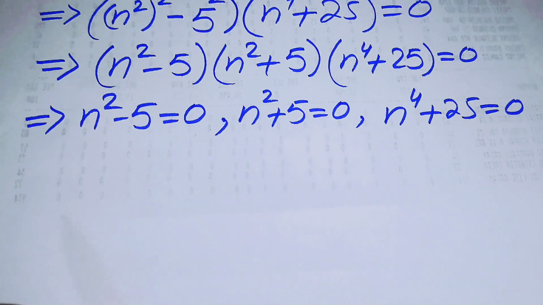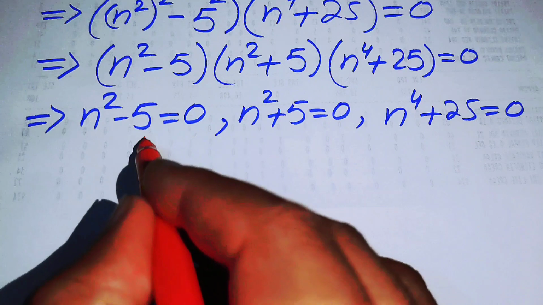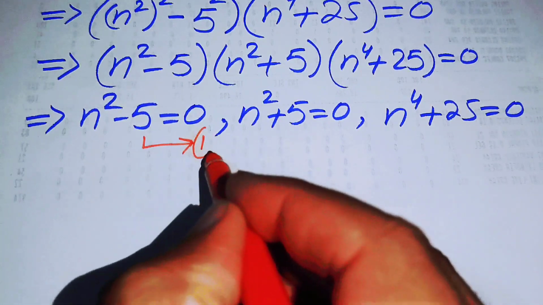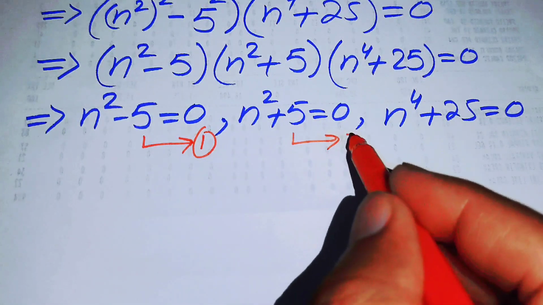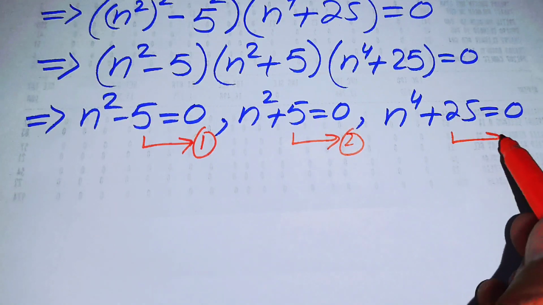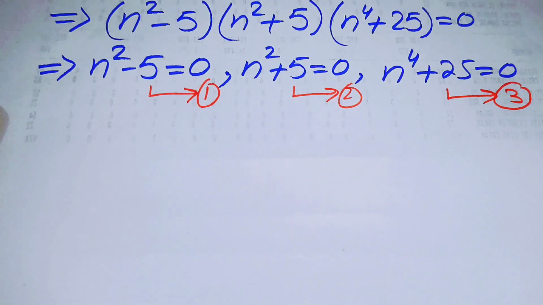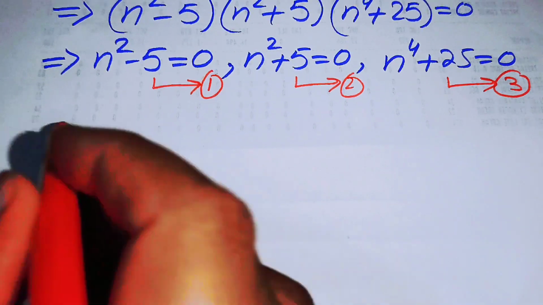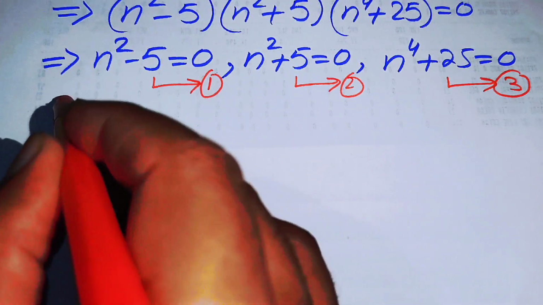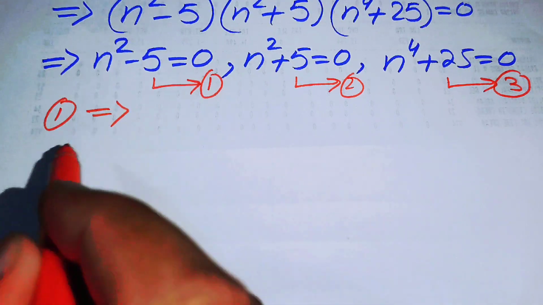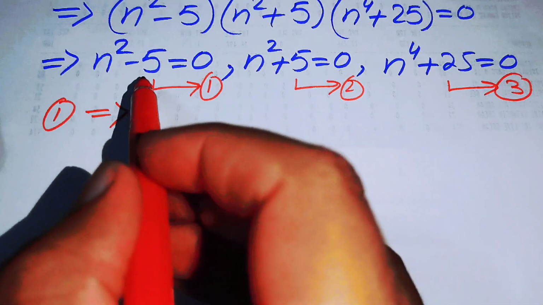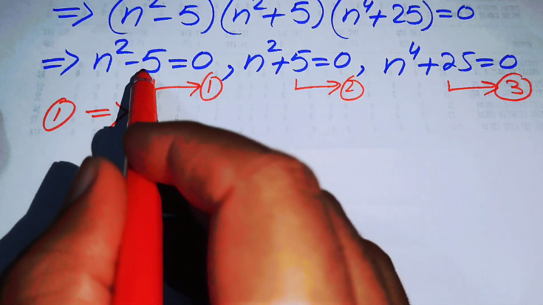So first we solve this one. I can name this as equation number 1, this as equation number 2, and this as equation number 3. So now I can solve these three equations one by one. So first I can solve equation number 1. So equation number 1 implies that here you have n squared minus 5 is equal to 0.